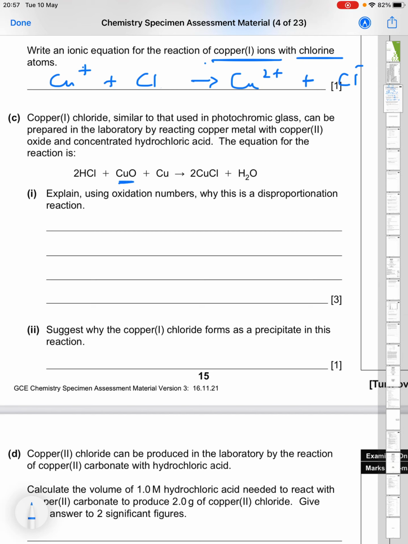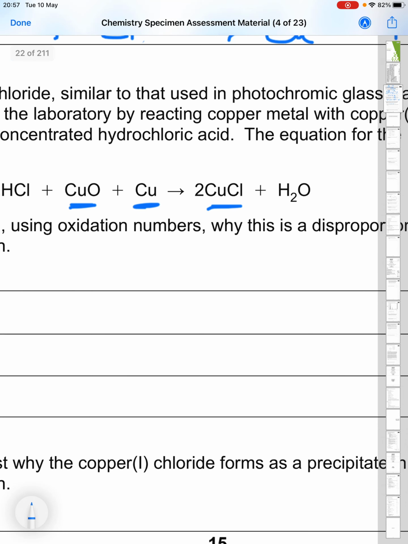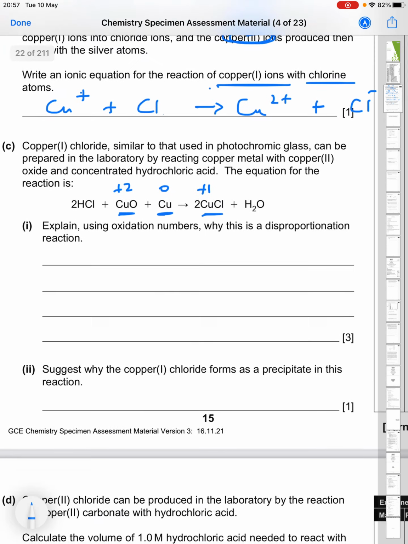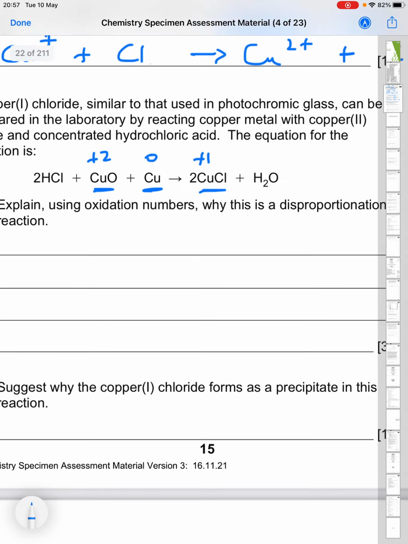So what I can see is on the left hand side we have copper oxide and copper, and on the right hand side we have copper chloride. It's the only thing that occurs on both sides, so that's what I'm looking at here. In copper it's 0, in CuCl then it's going to be plus 1 because the chlorine is minus 1, and then copper oxide is going to be plus 2. So how do I explain this?